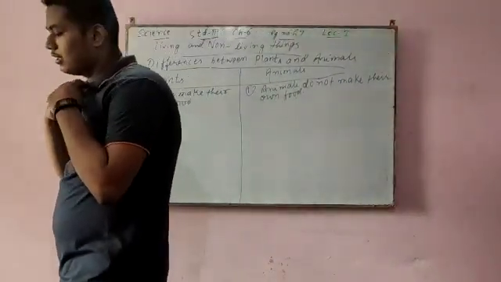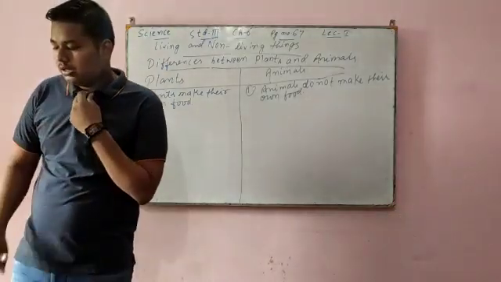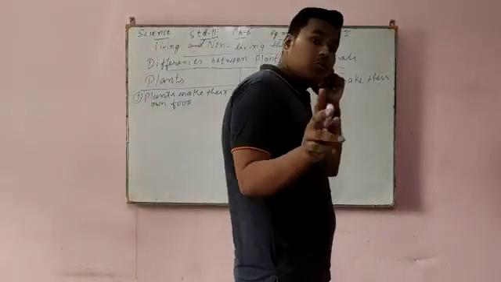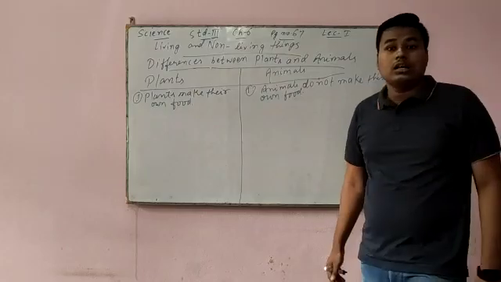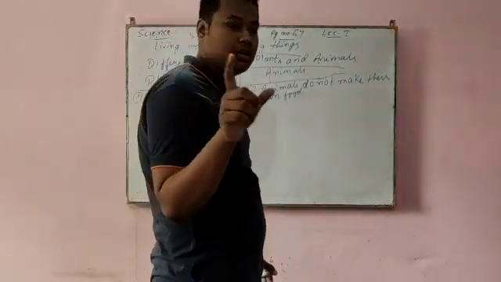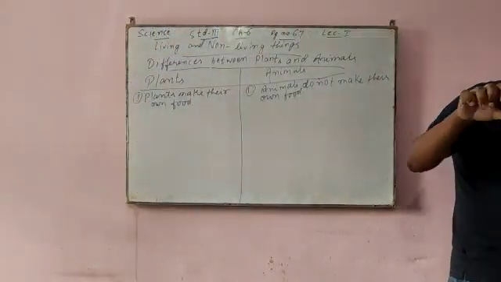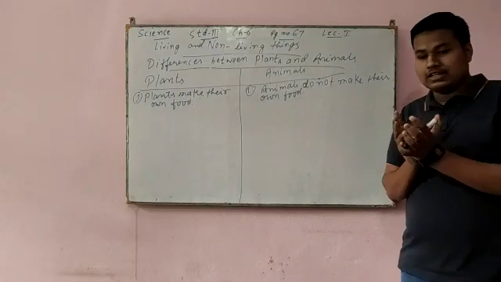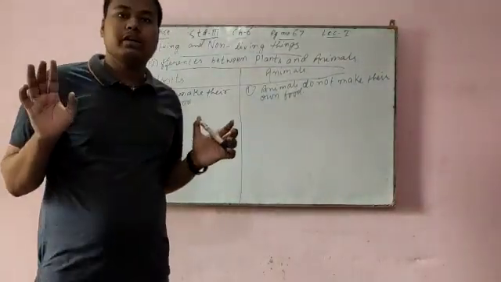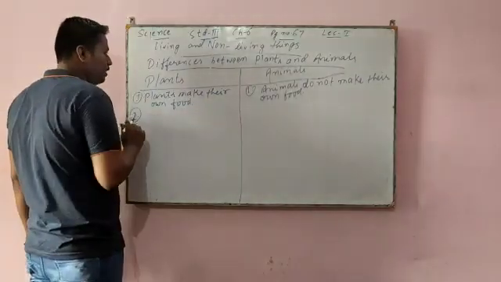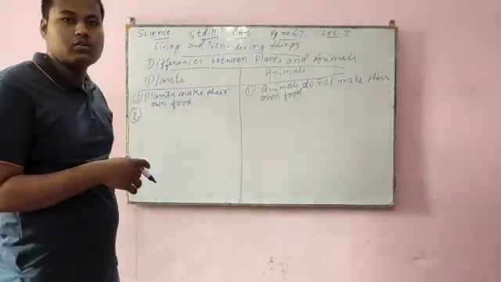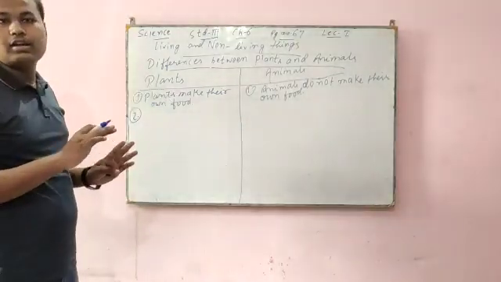Now the second point is, plants cannot move from one place to another on their own, but they show movement. How do they show movement? I have given you an example, the bean. If you have seen a bean plant, the bean pod twists, splits and spreads to show its seeds. So that shows movement, but plants cannot move from one place to another. I can tell you 100% that it will not move unless it is eroded by air or water, or someone cuts it.